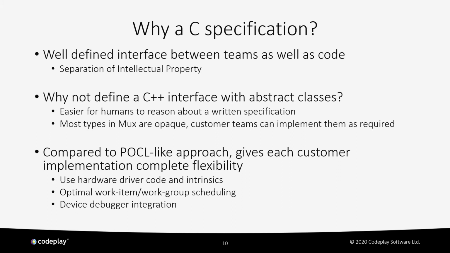Firstly, it's easier for humans to reason about a written specification compared to a C++ interface document. And also things such as types in MUX are completely opaque. Customer teams can implement them containing whatever information they require. Or not, if that may happen to be the case.